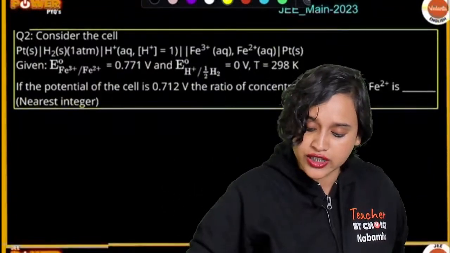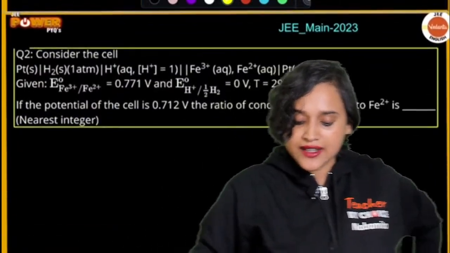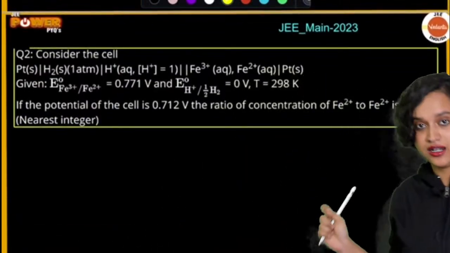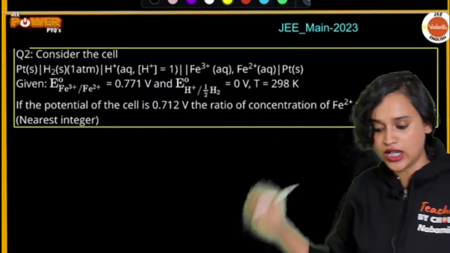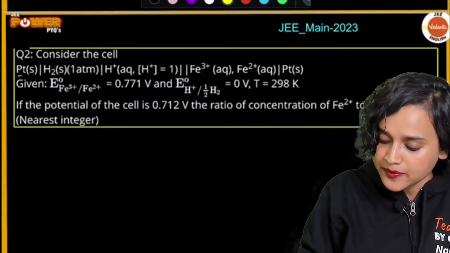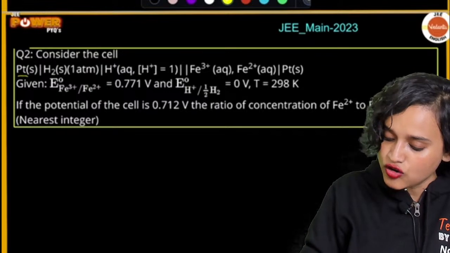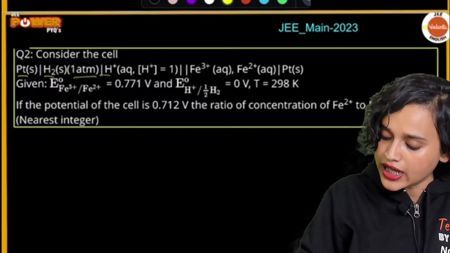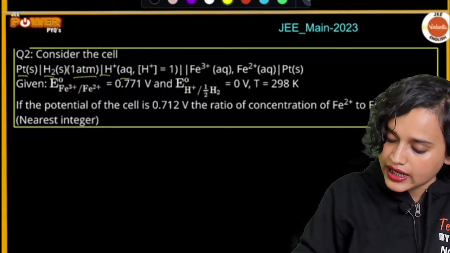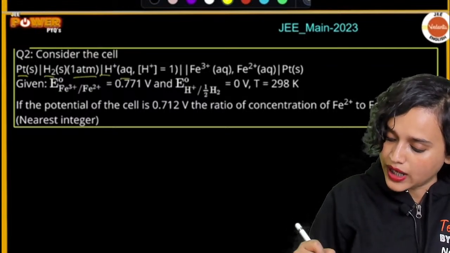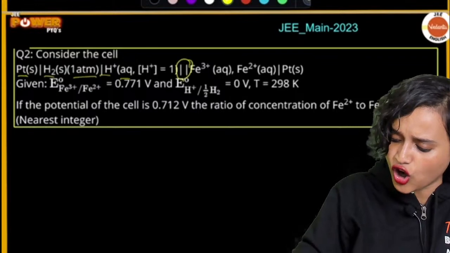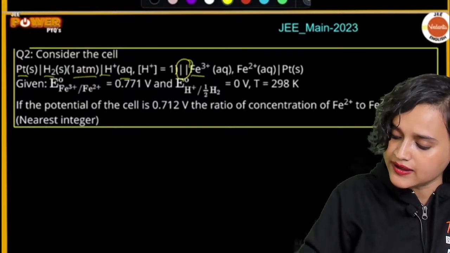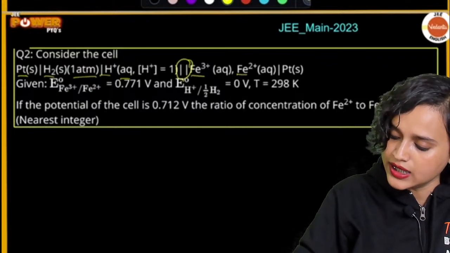Chalo guys, moving on to the next question then. The next question, everybody, is: consider the cell. Here you consider the cell. Your cell is Pt, H2 at 1 atmospheric pressure, then here you have H plus aqueous, with H plus concentration equal to 1. This is the salt bridge. Then Fe3 plus aqueous, Fe2 plus aqueous and Pt.